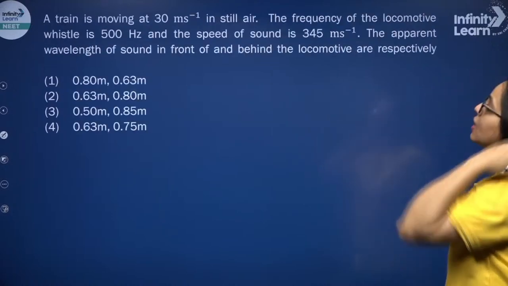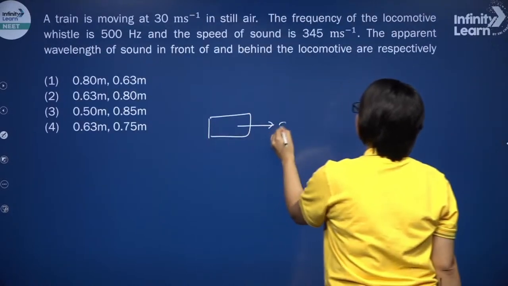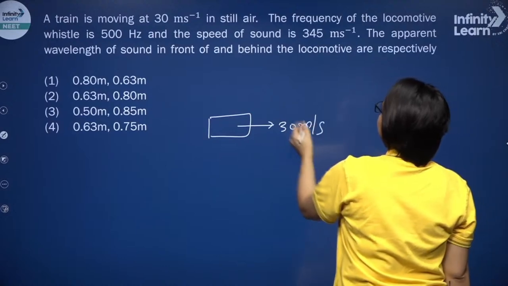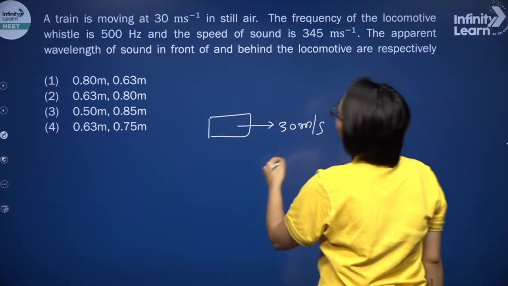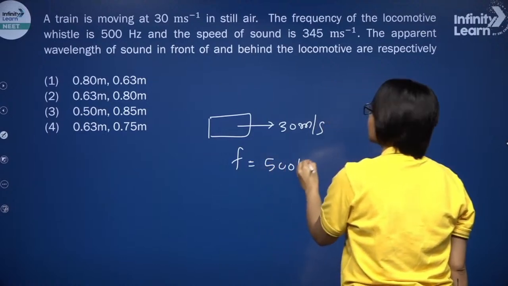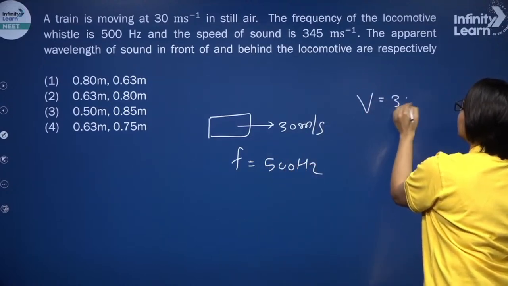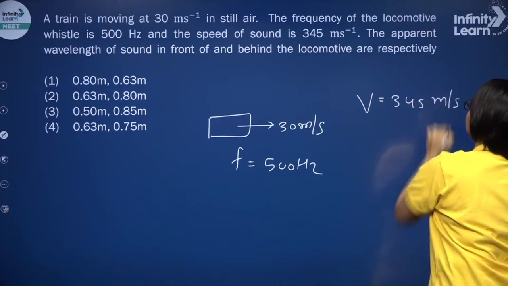Next is this one. A train is moving at 30 meter per second in still air. The frequency of the locomotive whistle is 500 hertz. And the speed of sound is 345 meter per second.